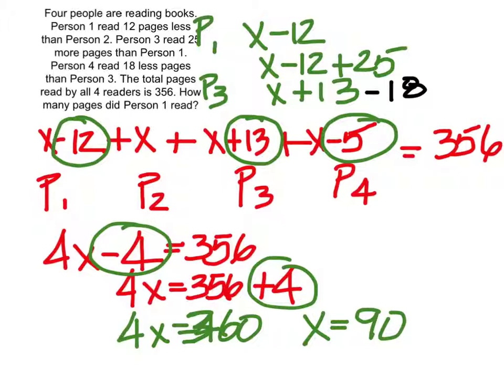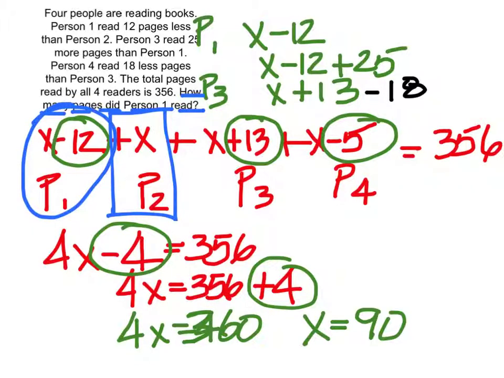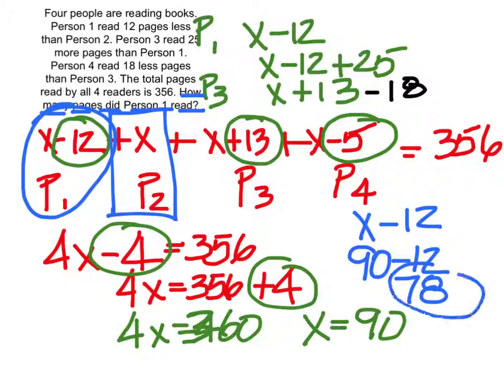90 refers to the second person. But in the problem, we're looking for person 1. This is person 1, X minus 12. We found X to be 90, so 90 minus 12 is 78.